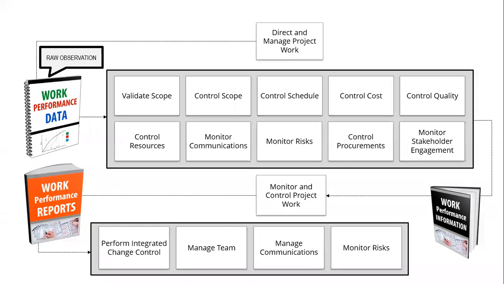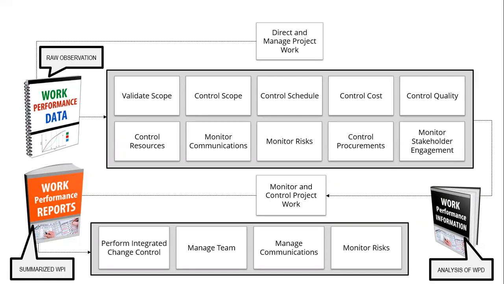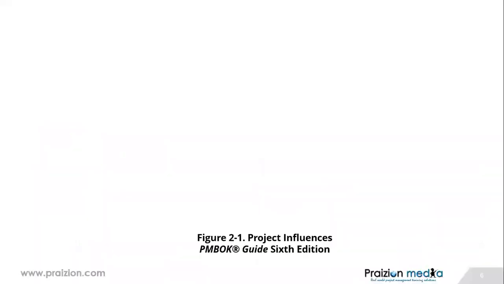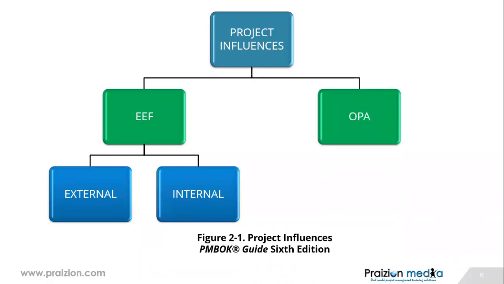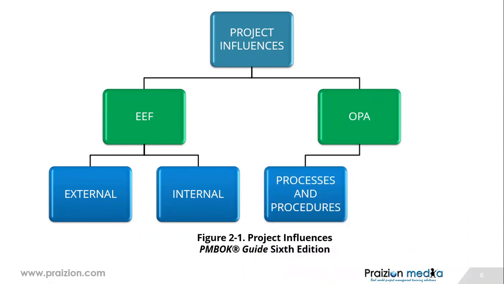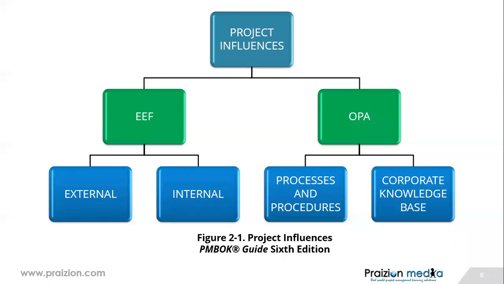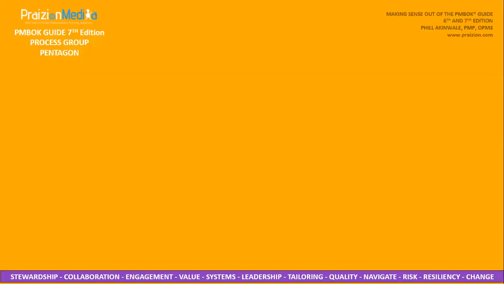Ultimately, your work performance data can be looked at as raw observations, your work performance information as analysis of the work performance data, and that is crystallized into a work performance report. This is your summarized work performance information. For your exam, be aware of the lingo: enterprise environmental factors, those factors external and internal that can affect your project, and OPAs, organizational process assets, processes and procedures, and the corporate knowledge base.